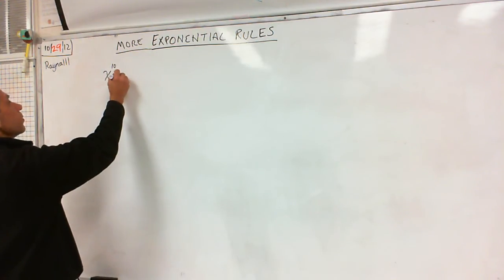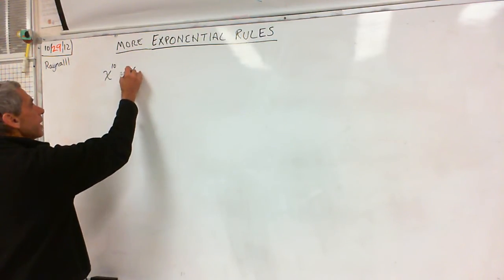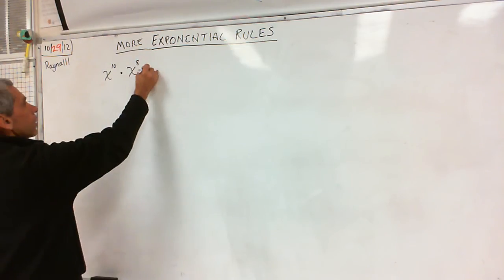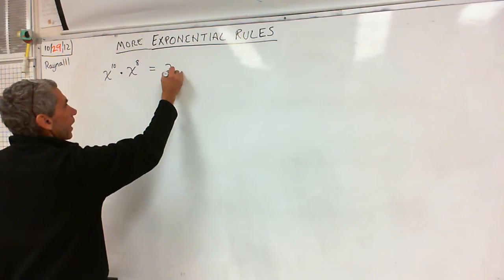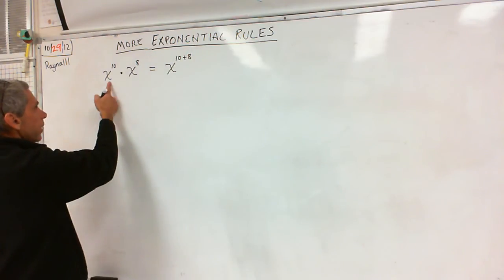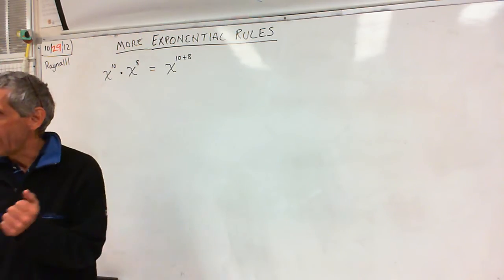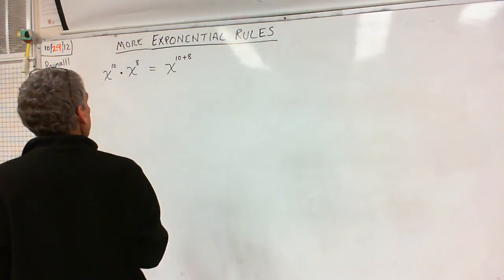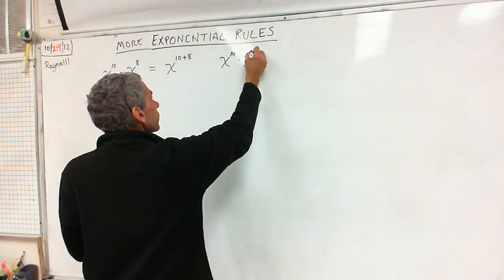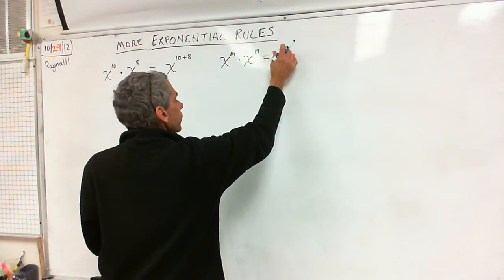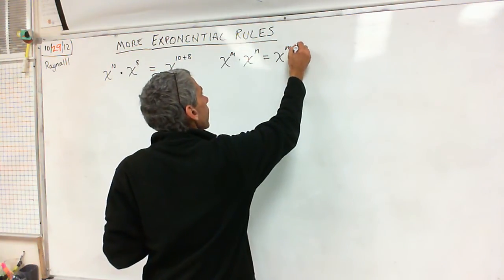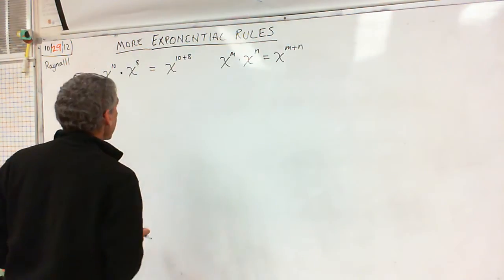Make sure you can see this. Times the same base raised to the 8th power. We know that it's going to be x, the same base, to the... all you have to do is add the exponents. When you multiply same bases with exponents, you add the exponents. You keep the base, right? So the rule actually is this: x to the m times x to the n is equal to x to the m plus n. Exactly. So that's the rule.